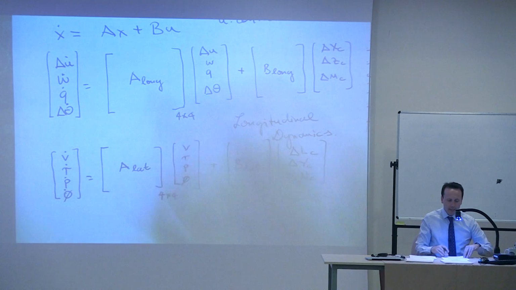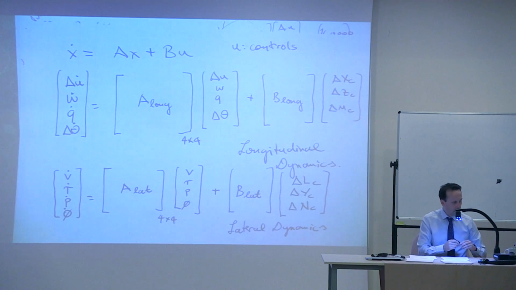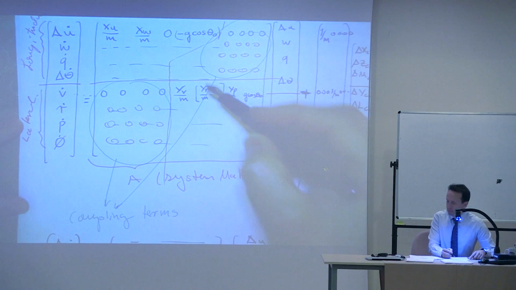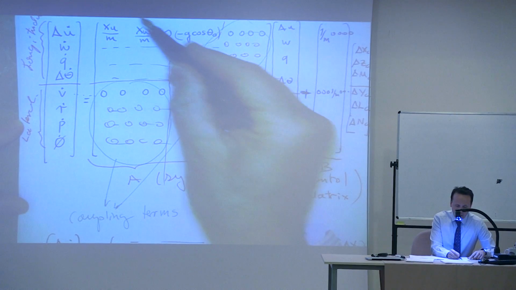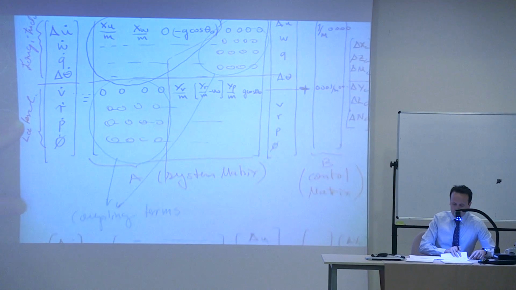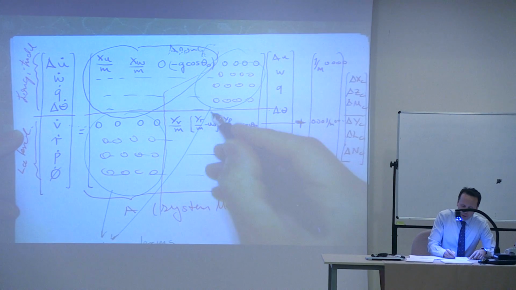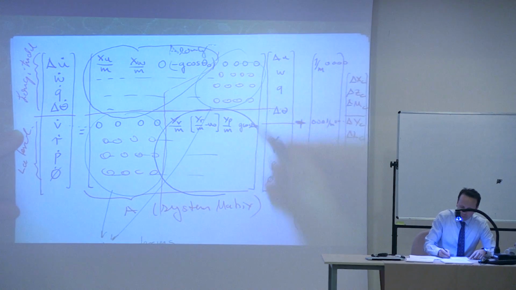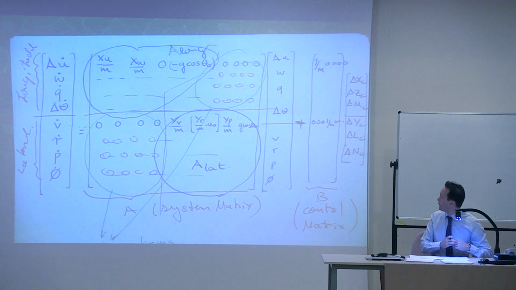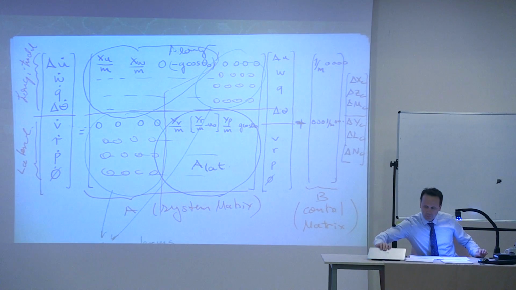So what is A long and A lat? It is basically these parts here. This part here of the 8 by 8, this part would be A long, okay? This would be A long. And this part of the A matrix would be A lat. I mean, basically the lateral dynamics of the 6 degree of freedom equations. You see?